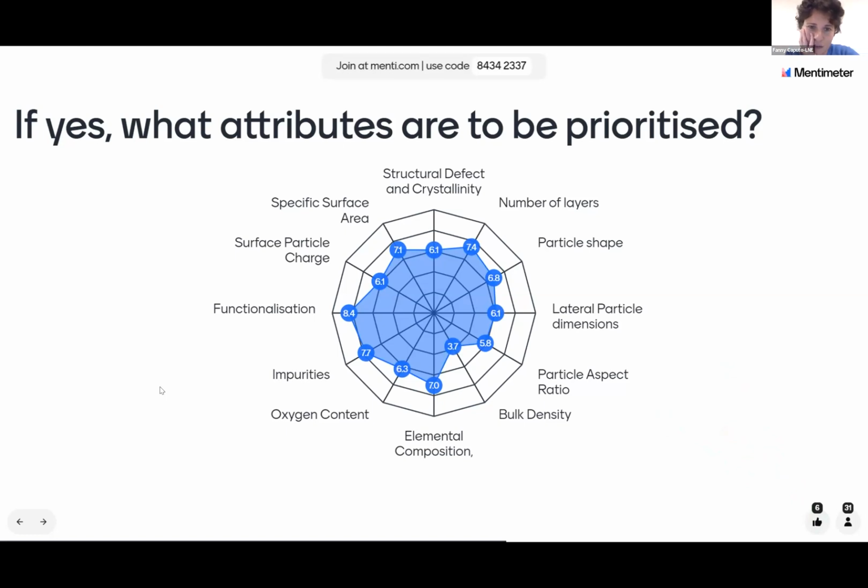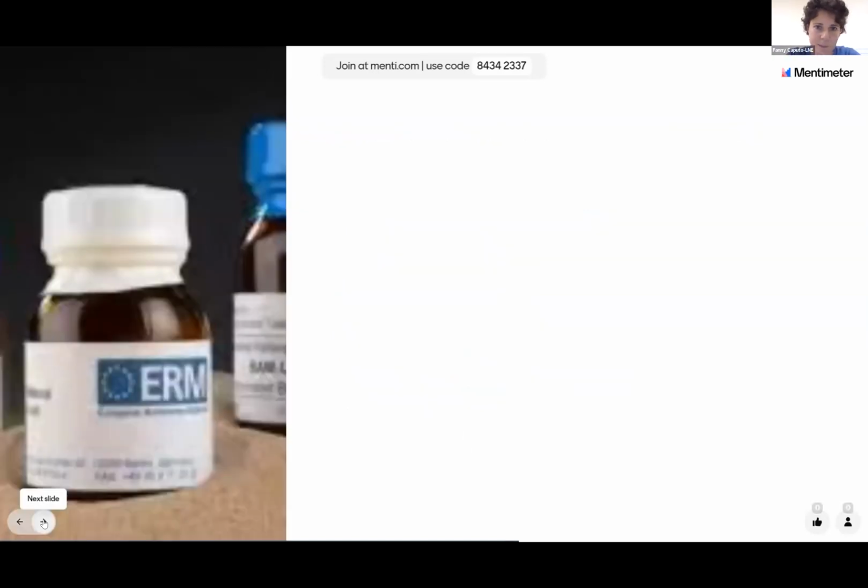31. So it seems that they are all in a way important. Higher score for now. Well, I don't want to influence you, but please continue to vote. I will give you still 30 seconds to go. So it seems that the functionalization and the impurities are considered very important. Again, also the number of layers, the elemental composition and the surface area. Okay, thanks. So we will go to the next one then.